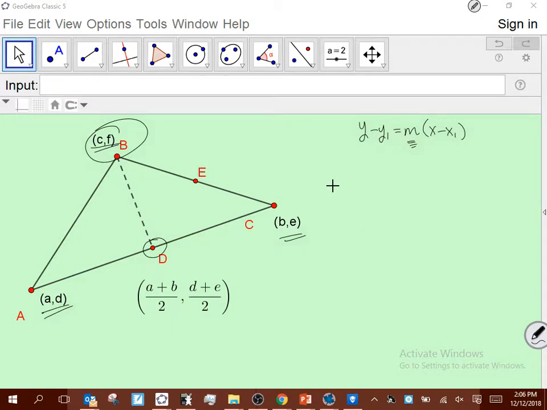slope of B to D, it's going to be Y2 minus Y1. So let's let that be Y2, and let this up here be Y1. Well, I'd write that as (D plus E over 2) minus F, right? That would be Y2 minus Y1. Does everybody agree with that? X2 would be that number, X1 would be that number. So I could take (A plus B over 2) minus C. There is my slope for that dotted line.